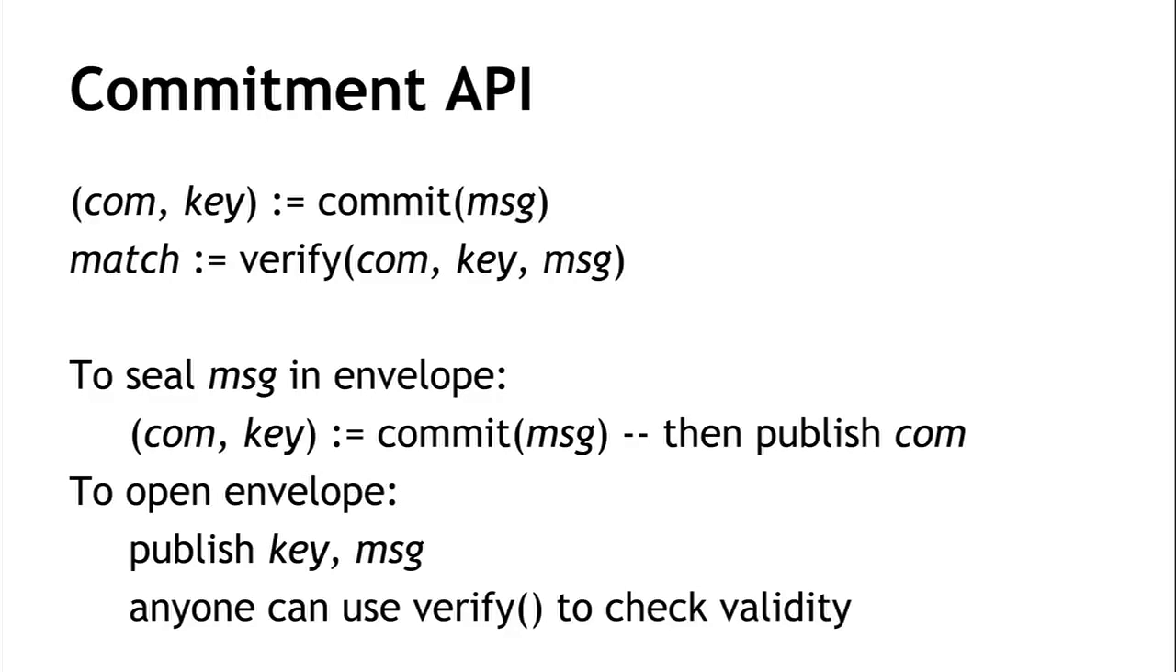Now later, to open the envelope, what we're going to do is publish the key and the message that we committed to, and then anybody can use this verify call with the commitment that we published previously, the key and message that we just announced, to check the validity of our opening the envelope. Okay. And the property, of course, we want from this is that it behaves like sealing an envelope.